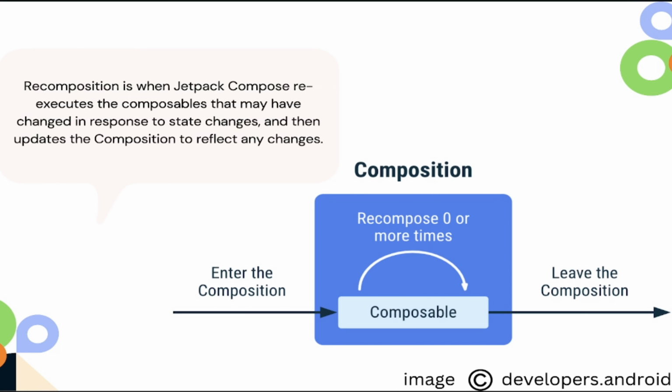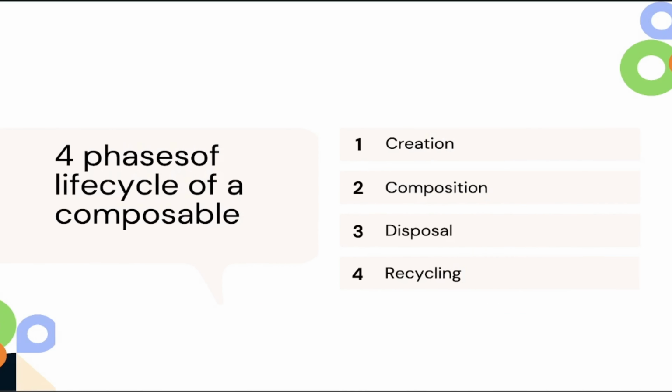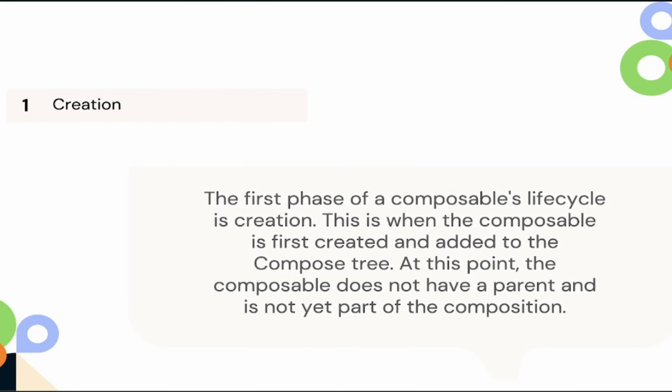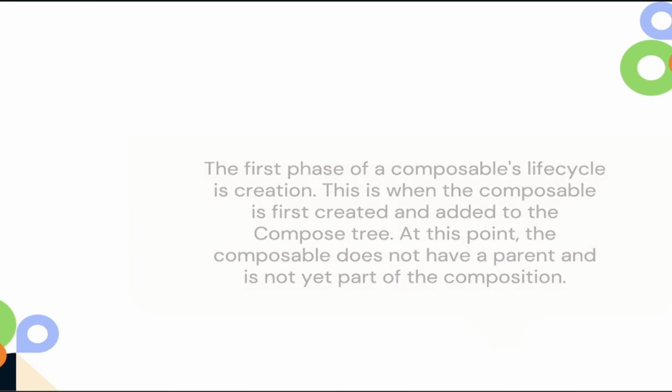Here is the composition lifecycle of an object. The lifecycle of a composable is pretty simple when compared to activity lifecycle. So the lifecycle of a composable in Jetpack Compose can be divided into 4 distinct phases: creation, composition, disposal, and recycling. The first phase of a composable's lifecycle is creation. This is when the composable is first created and added to compose tree. At this point, the composable does not have a parent and is not yet part of the composition.